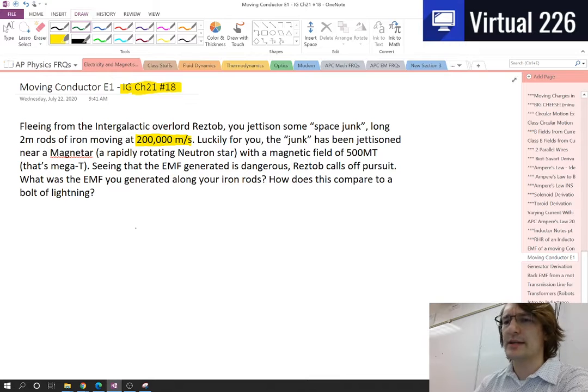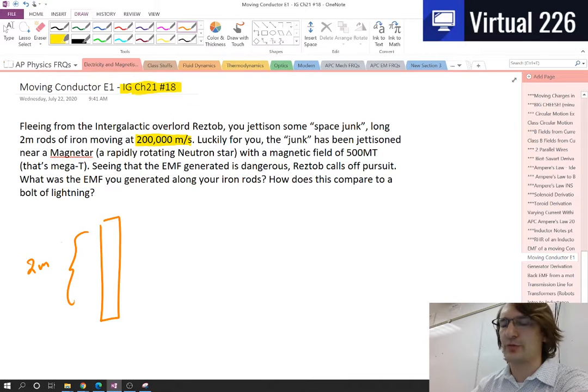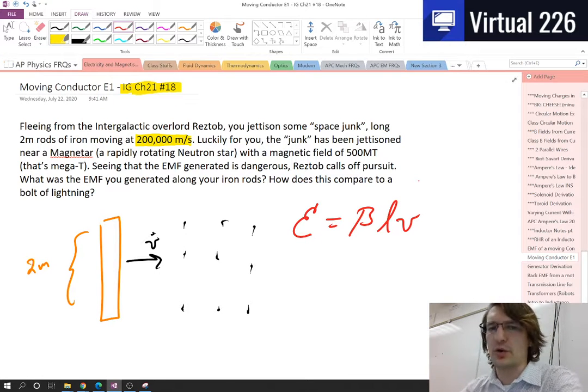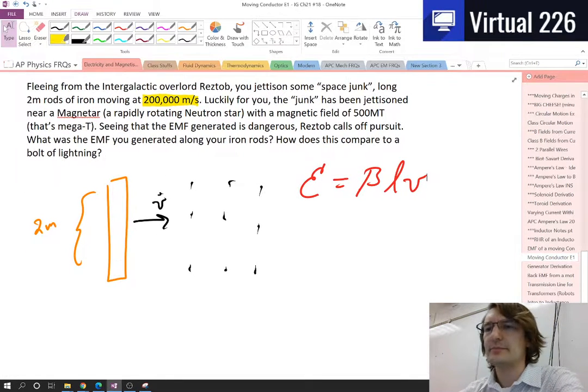We know that if we have a long rod, and it's got a length here of 2 meters, and this rod is moving with some velocity through a B field, the EMF generated on this rod is going to be equal to BLV. We don't need to worry about any cross products for this problem, just everything will be nice 90s. But we're going to have a BLV here.